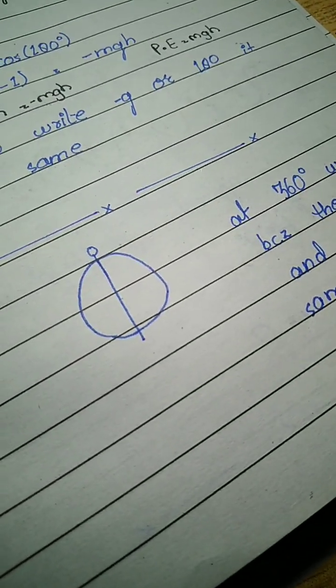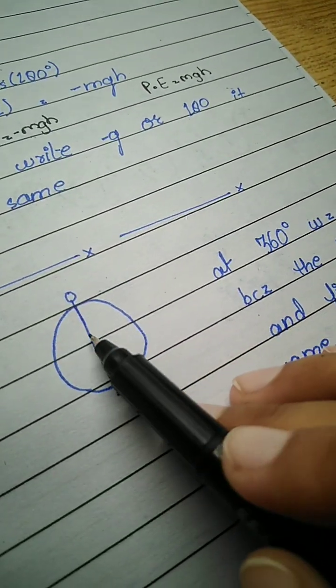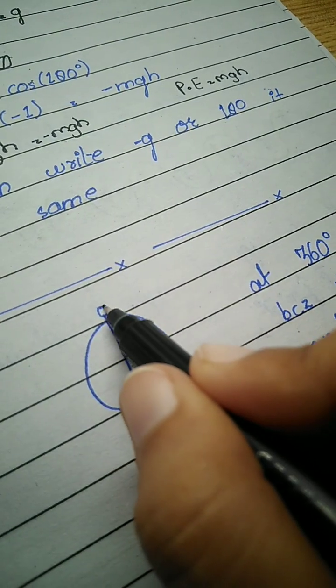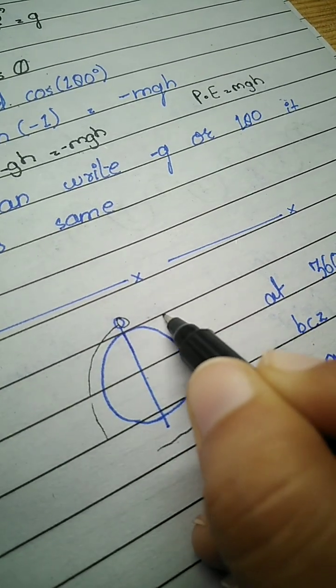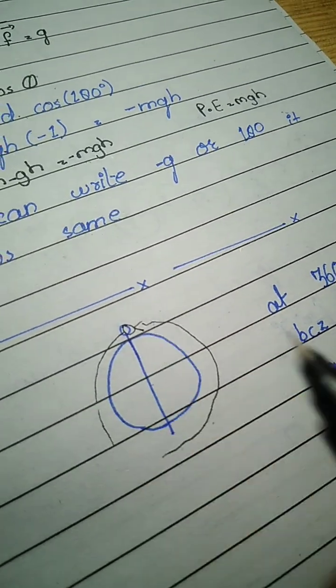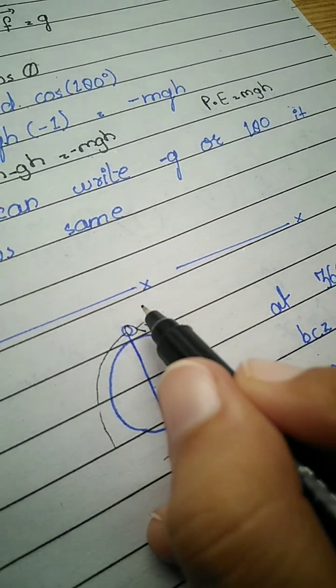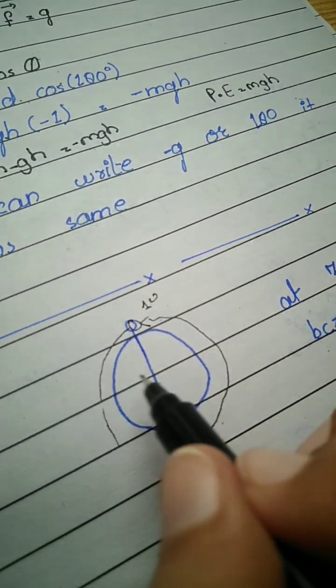So let's talk about something general about it. Now just suppose a body covers displacement in round form, in circular motion. So what will be the work done? The force is 10 Newton. What will be the work done?